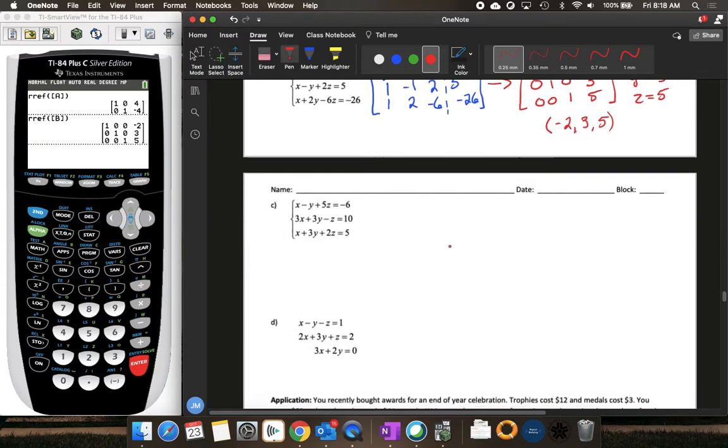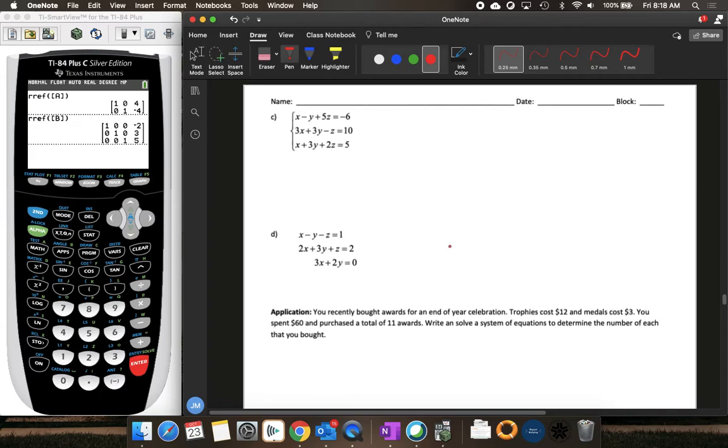Okay, let's take a look at just a couple more examples to see some different things that'll happen occasionally, and then we'll take a look at 2 real-world applications, and that'll be it for this video. All right, so for example C, we've got x minus y plus 5z is equal to negative 6 for our first equation, and then so on. Let's go ahead and first write these into an augmented matrix. So 1, negative 1, 5, and negative 6, 3, 3, negative 1, and 10, 1, 3, 2, and 5.